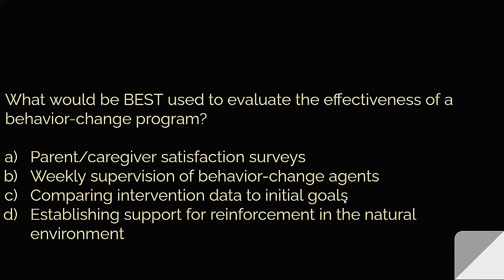Then, like you said, all of you said C is the answer, comparing intervention data to initial goals. So here's what we wanted to have happen. Did it happen? Yep. Okay, seems like it was effective. Met our goals or not. And then establishing reinforcement in the natural environment, that's about maintenance. That's about generalizing that behavior. So you're right, it's C, but imagine what those other ones would do or why you would use them.